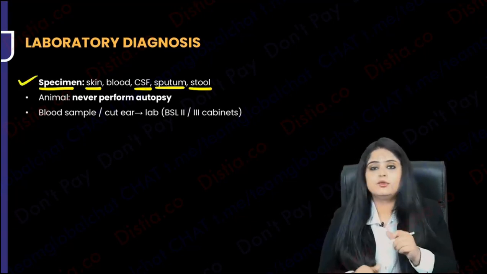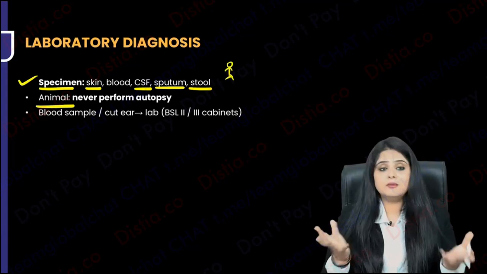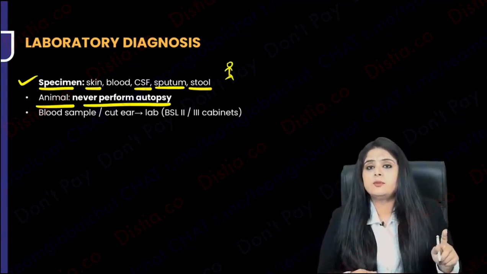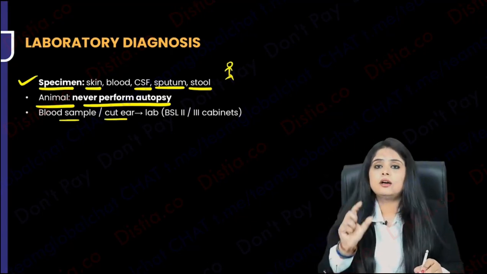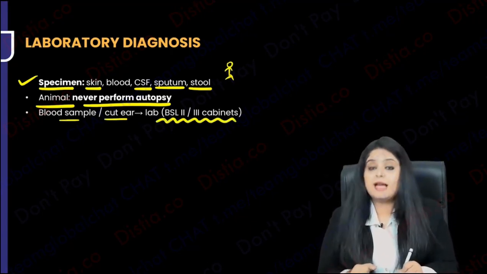Similarly, this is a zoonotic disease. You don't have to focus only on humans. You also have to focus on animals, because this is an animal and human disease. So if an animal has anthrax, rule number 1, never ever perform an autopsy. If at all you have to take something, take either one ear or a blood sample. That is all that you can do, and this has to be kept in biosafety cabinets 2 and 3.